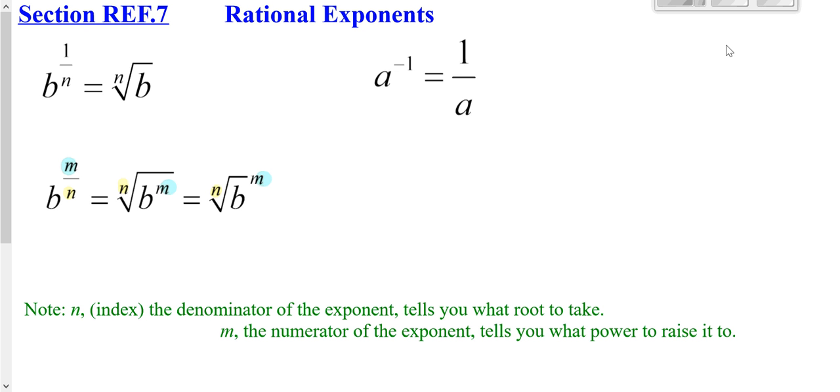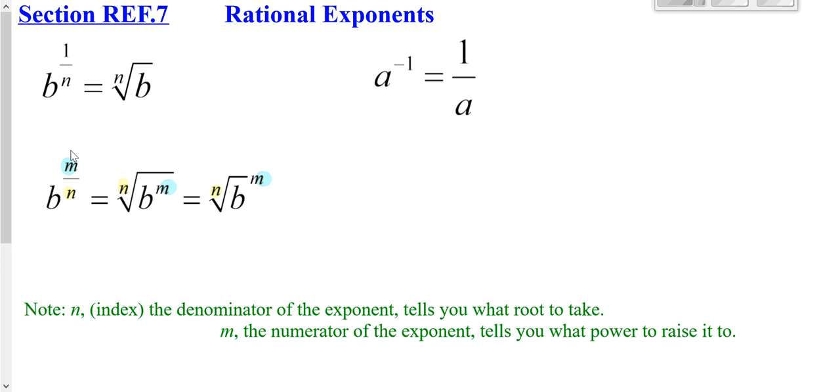Today we're going to look at fractional exponents, or rational, because rational and fractional are the same thing. So we've been looking at different roots, like the nth root of b. That could be written as b raised to the 1 over n. The denominator of the exponent tells you the root you're taking.